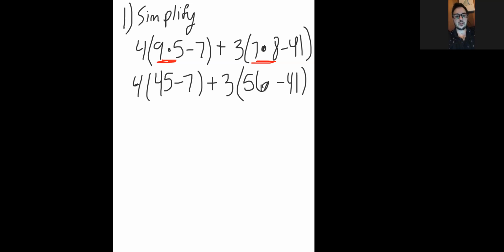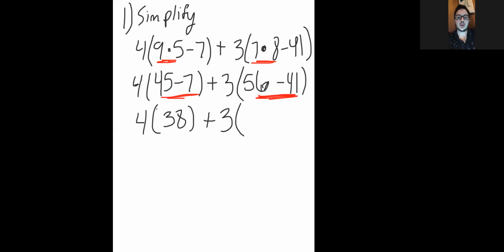Now inside these parentheses, we're going to subtract. So we're going to subtract here and subtract here. We end up with 45 minus 7 is 38. 56 minus 41 is 15.